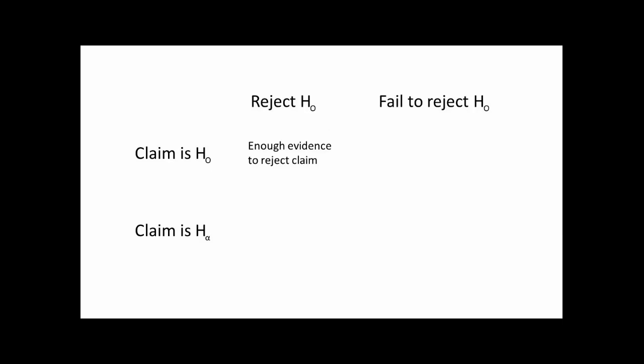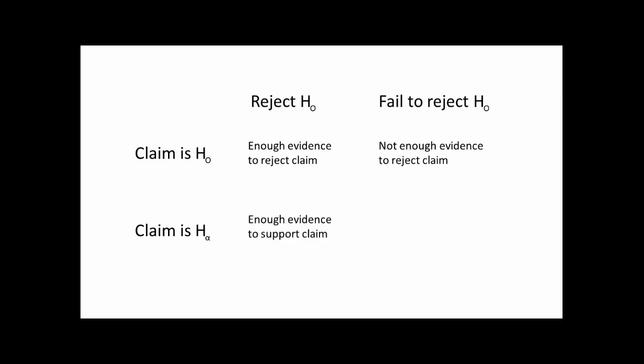If your claim was H0 and you reject H0, you would say there is enough evidence to reject your claim. If your claim was H0 and you fail to reject H0, you would have to say that there is not enough evidence to reject your claim. Note, not rejecting a claim is not the same as supporting a claim. Remember, we can only reject H0 or fail to reject H0. It's like a jury trial. The foreman never reads a verdict finding a defendant innocent. It's either guilty or not guilty.